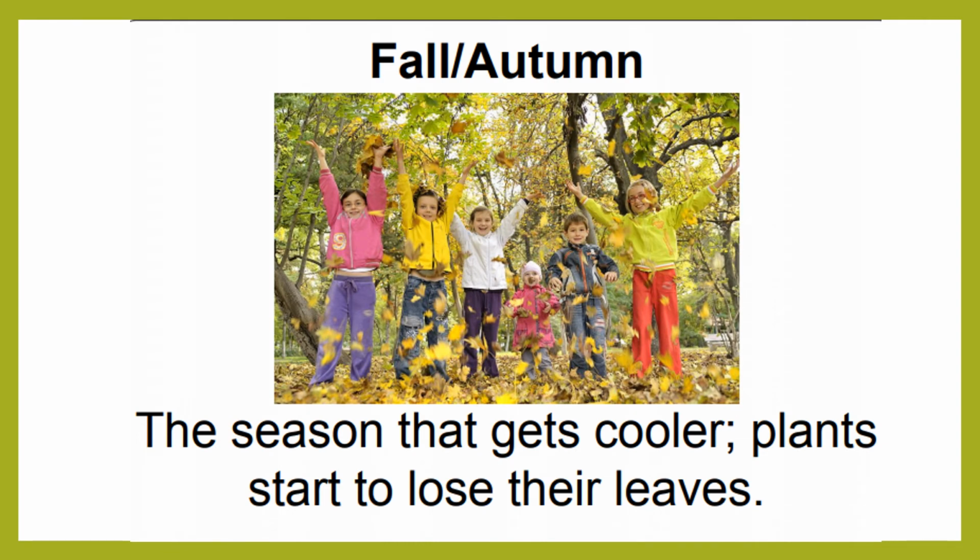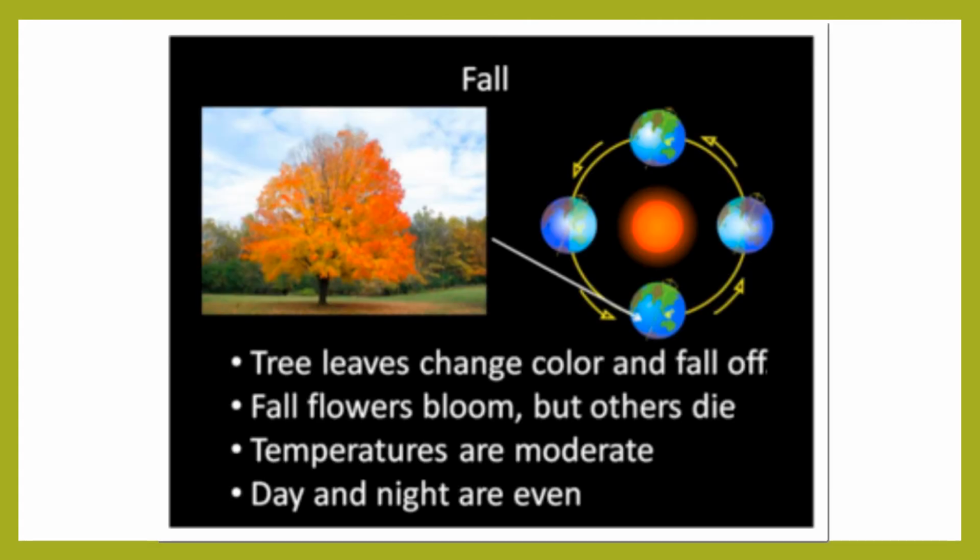Fall or autumn, the season that gets cooler. Plants start to lose their leaves. Fall brings cool, moderate temperatures with fall flowers blooming and others dying off. The days and nights are even, and the leaves change color on many trees and fall off.